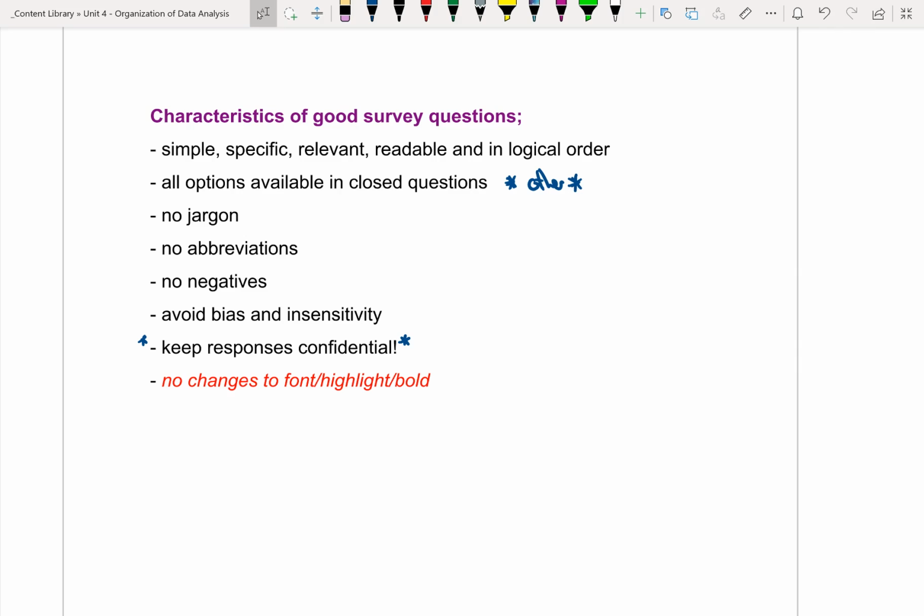So again, this note was just focusing on the different types of survey questions you could have, and some of the characteristics of a good survey question.